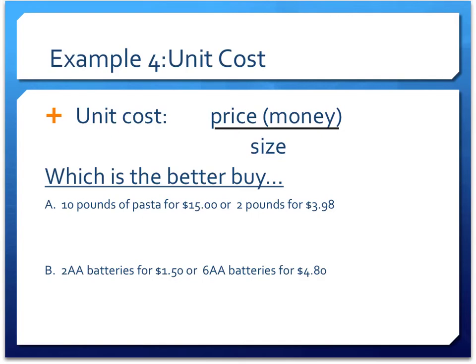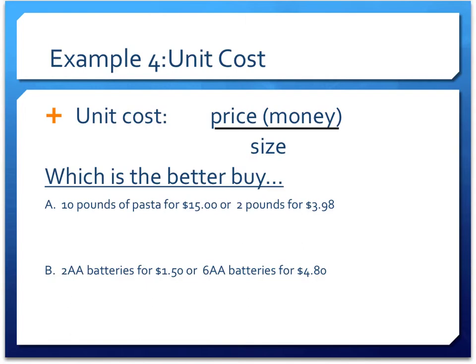In our last examples, we're going to talk about how unit rates are used to compare. We're going to use these 2 examples to talk about different bargains that you might see within supermarkets and knowing what product to buy based upon the unit rate. And that helps us determine what's the better buy. So in our first example, we're going to be looking at buying 10 pounds of pasta for $15, or do I want to buy 2 pounds of pasta for $3.98?